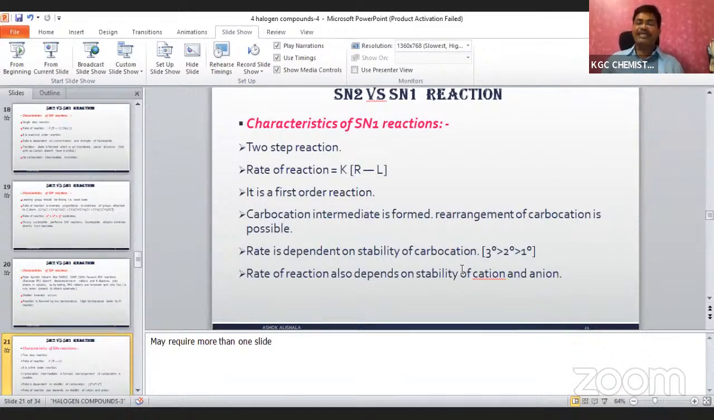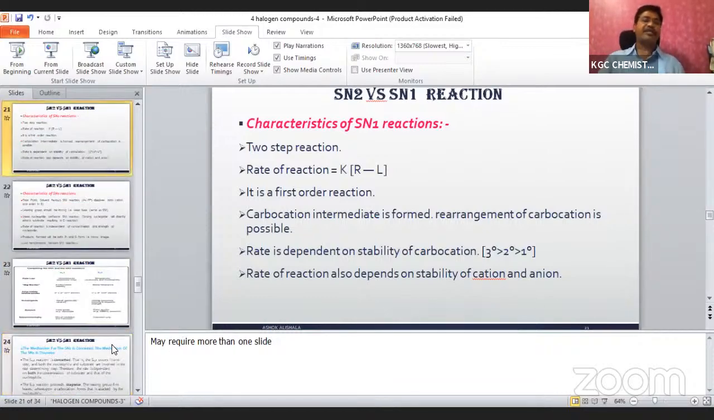That's why 3-degree alkyl halides readily undergo SN1 reaction compared to 2-degree, and 2-degree readily undergo it compared to 1-degree. The rate of reaction also depends on the stability of the cation and anion.